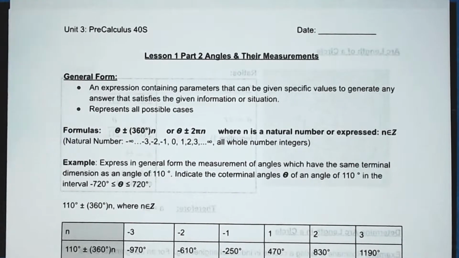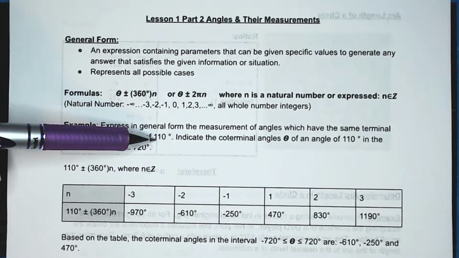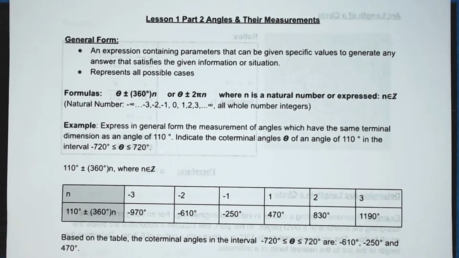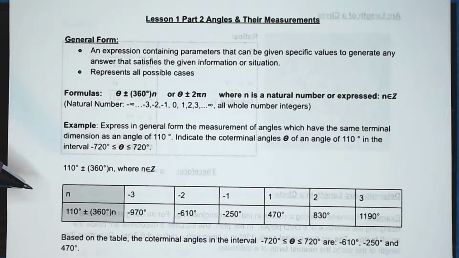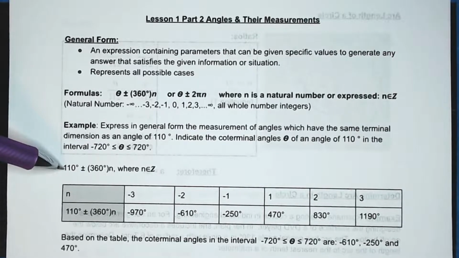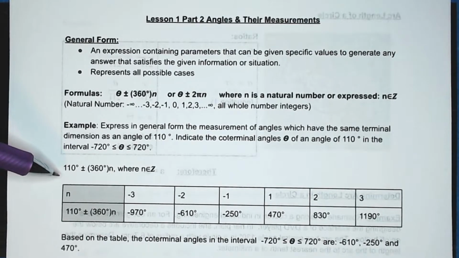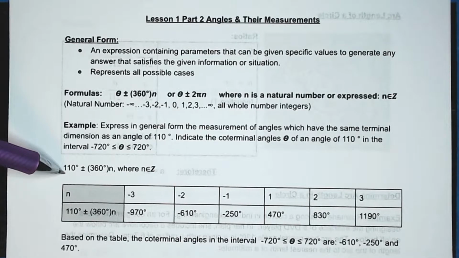So, for example, express in general form the measurement of angles which have the same terminal side as an angle of 110 degrees. Indicate the coterminal angles theta of an angle of 110 degrees in the interval negative 720 is less than or equal to theta is less than or equal to 720. All we do is plug in our values into this formula, and then we can make a little table to help us figure out what the value of the new angle would be coterminal to the 110 degrees.